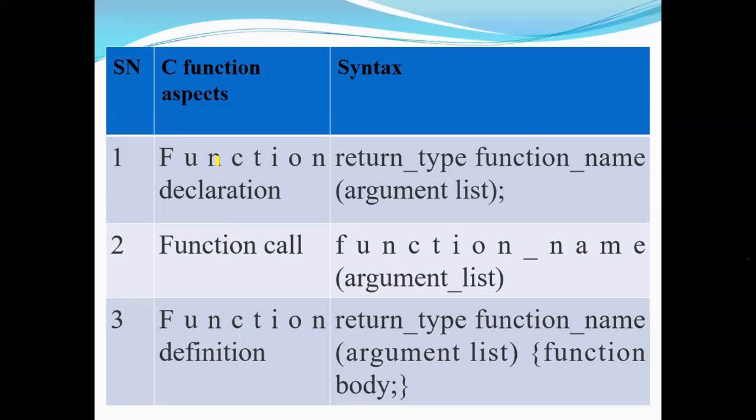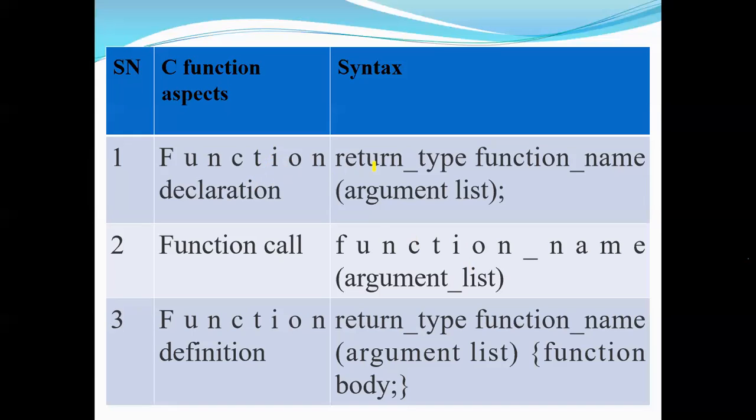Something we have already used is the function call, that is main, open braces and close braces. It is the function name followed by the argument list in open and close braces. That means there is no argument at all. Main with open and close brace is called the function call. The function name is main. We'll see that later. There are two kinds of functions: user defined and library functions. We'll see the difference between them later.